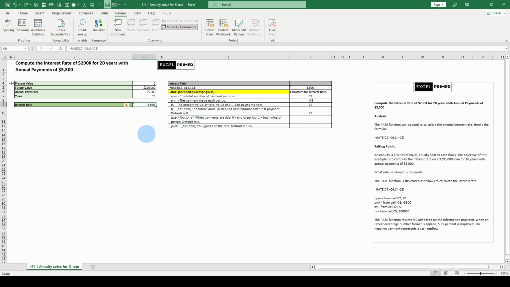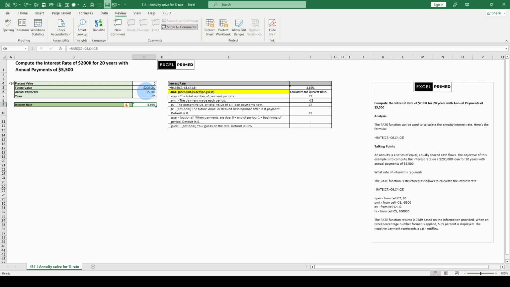Here is the layout. Over here, I'm just walking you through this short narrative. C7 is the number of periods. We already know the number of periods is 20. C6, the payment, $5,500. Present value, C4, 0. So future value, that's the 200 grand that we're paying money. C5 is the 200 grand. There's the answer, 5.89.